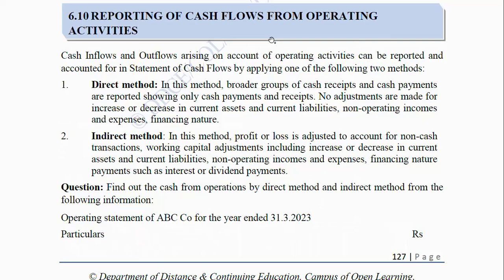Number 1. Direct method. In this method, broader groups of cash receipts and cash payments are reported, showing only cash payments and receipts. No adjustments are made for increase or decrease in current assets and current liabilities, non-operating incomes and expenses. Indirect method. In this method, profit or loss is adjusted to account for non-cash transactions, working capital adjustments including increase or decrease in current assets and current liabilities, non-operating incomes and expenses, financing nature payments such as interest or dividend payments.